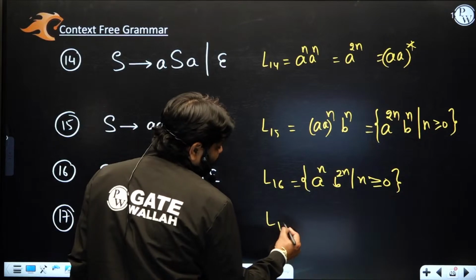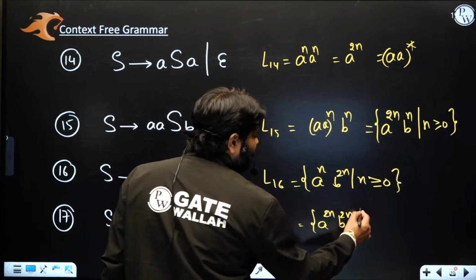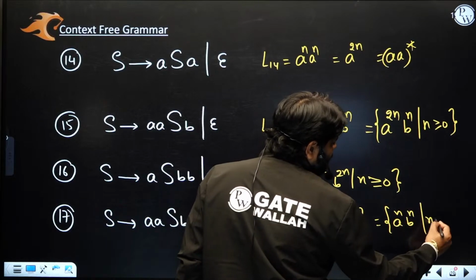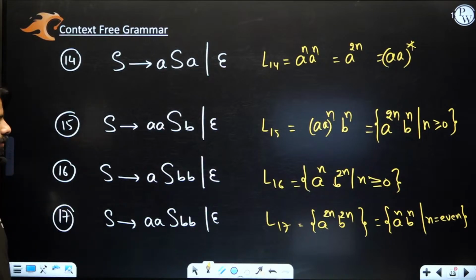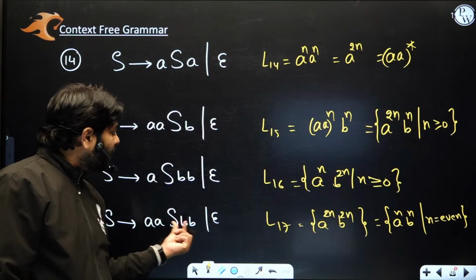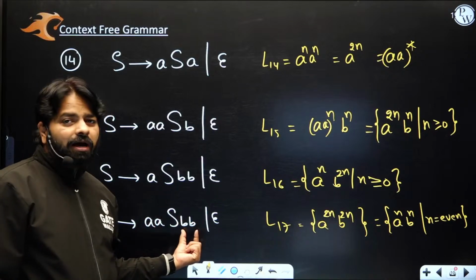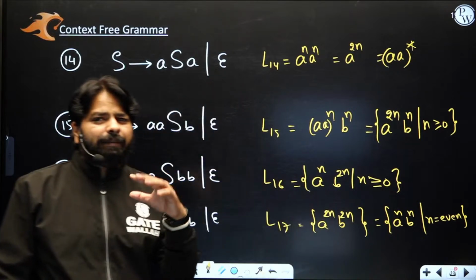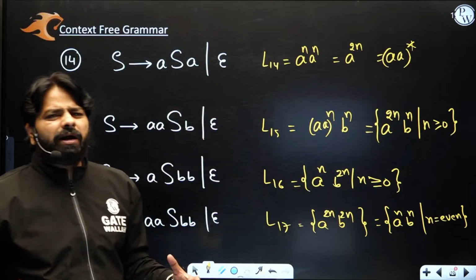So L17 you can simply write as a power 2n, b power 2n. If you don't want this, you can also write it as a power n, b power n, such that n is even. Of course, even should start with 0 here. So this is very important, and the power is very important. You should represent equal times. Don't write star here. Both should be equal times, and that should be even. So you can write either this way or this way. Both will give you the same set of strings. As you see, in this set and in this set you have the same kind of strings.